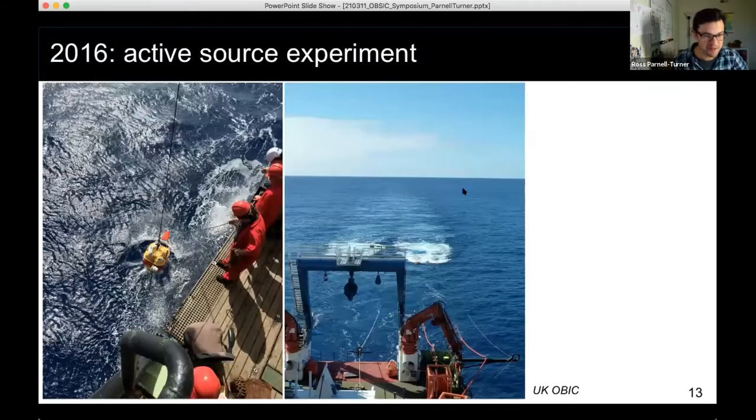So the bit that I'm most excited to tell you about is this 2016 experiment. So we came back to the same area in 2016 as part of this three cruise plan. And our objective was to collect wide angle reflection and refraction seismic data. So this is our airgun array towed from the back of the British research ship, the James Cook. You can see the weather was very nice. And here's an OBS deployment.